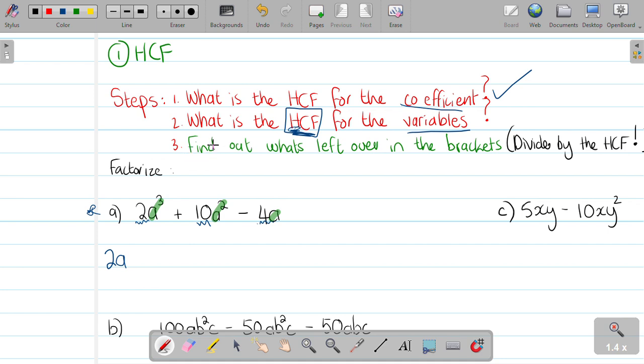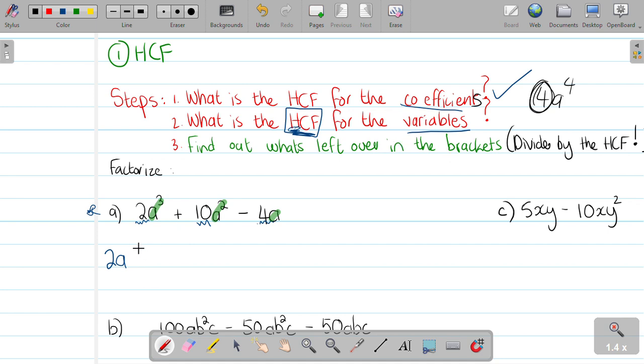So let me just recap. Step number 1, the HCF for the coefficient. The coefficient, remember, is the number in front. So you ask yourself, what is the HCF for the coefficients for all the terms? So 2, 10, and 4, it was 2. Then what is the HCF for the variables? You look at all the variables and you must see what is common, and also which version it is going to be, a to the 1, a to the 2, a to the 3, and you determine that how I told you. Then number 3 is find out what's left over in the bracket.